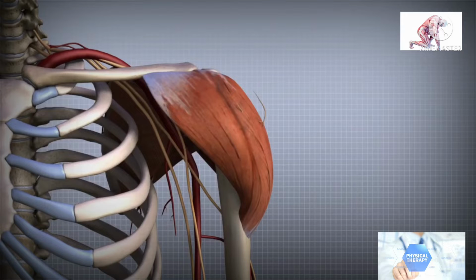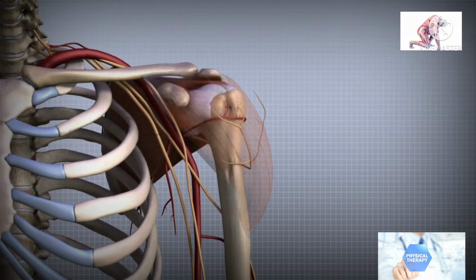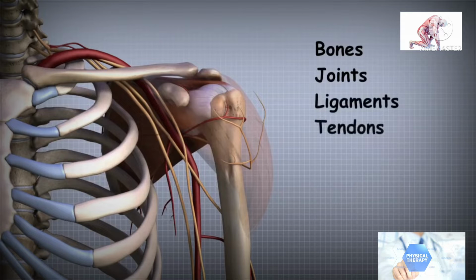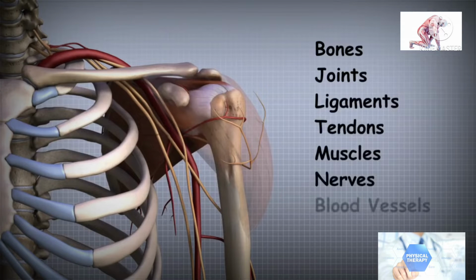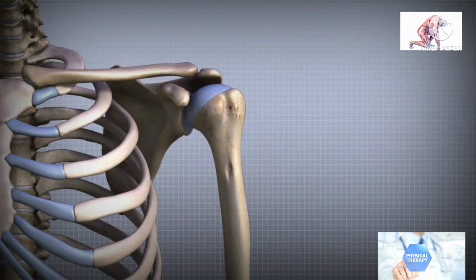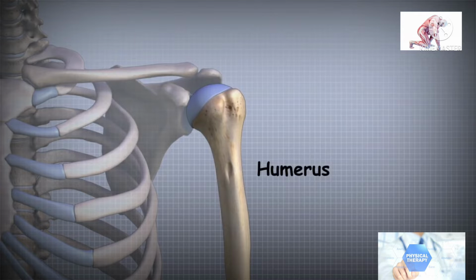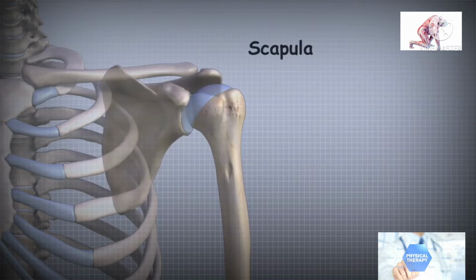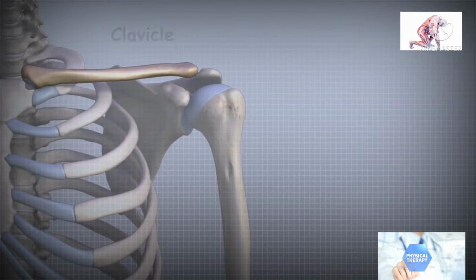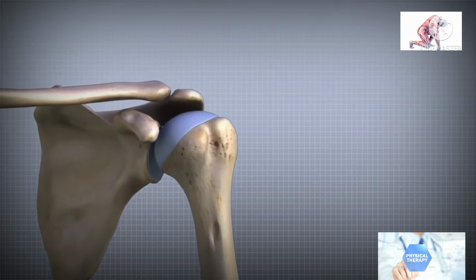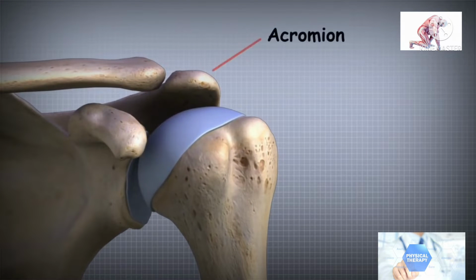The structures of the shoulder can be divided into several categories. These include bones, joints, ligaments, tendons, muscles, nerves, blood vessels, and bursa. The bones of the shoulder are the humerus, or the upper arm bone, the scapula, or the shoulder blade, and the clavicle, or the collarbone. The roof of the shoulder is formed by a part of the scapula called the acromion.